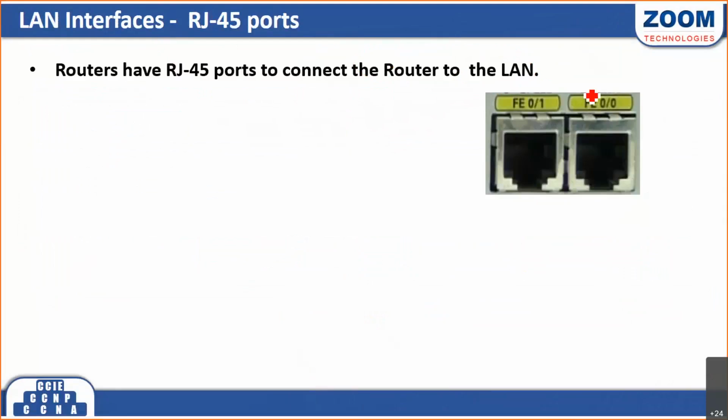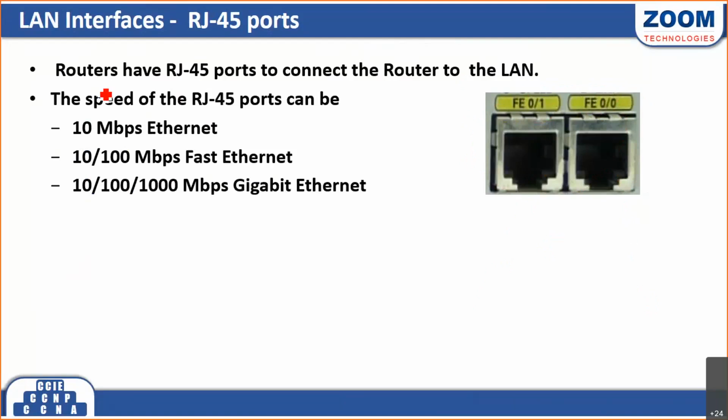So here showing FE means fast Ethernet. Port number 0/0, port number 0/1. Like two LAN ports are there. One LAN port to maintain one network, another LAN port to maintain another network. So speed of RJ45 ports can be 10 Mbps, can be 100 Mbps, can be 1000 Mbps. It's a LAN port.